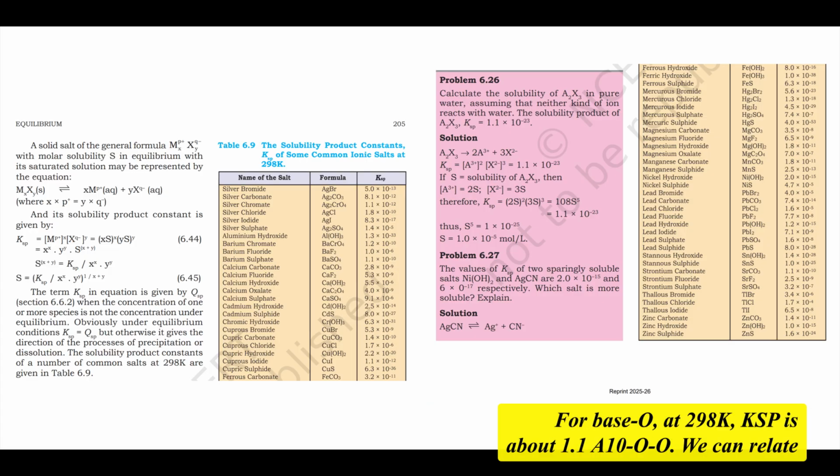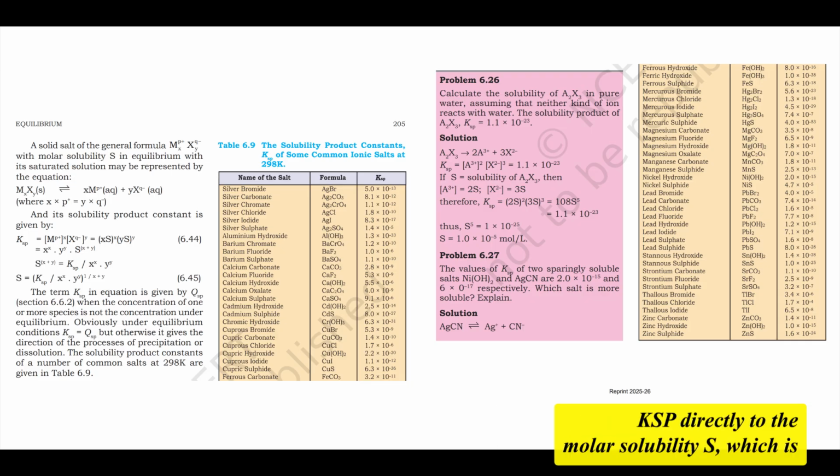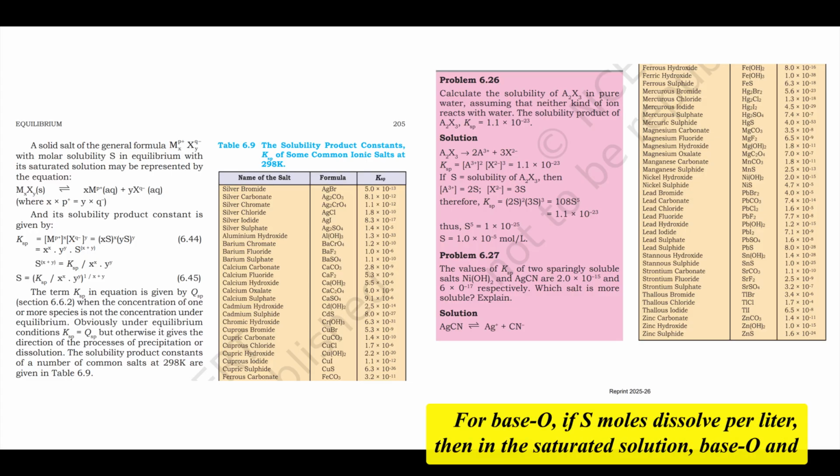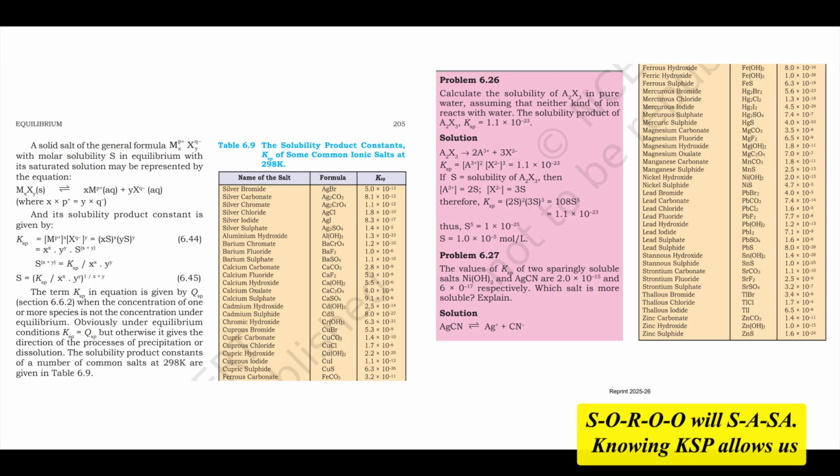For BaSO4 at 298 K, Ksp is about 1.1 times 10 to the minus 10. We can relate Ksp directly to the molar solubility S, which is the number of moles of the salt that dissolve in 1 liter of water to form a saturated solution. For BaSO4, if S moles dissolve per liter, then in the saturated solution, [Ba2+] and [SO4 2-] both equal S. Knowing Ksp allows us to calculate the molar solubility S. For BaSO4, S equals the square root of 1.1 times 10 to the minus 10, which is about 1.05 times 10 to the minus 5 M. This is very low, which confirms it's sparingly soluble.